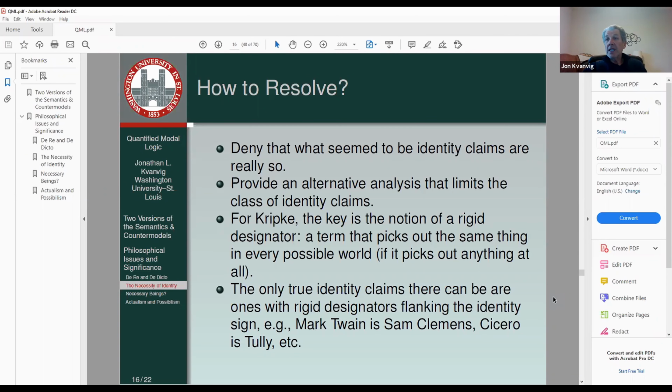So Mark Twain is Sam Clemens. That's a true identity claim. Cicero is Tully. That's another true identity claim. What's interesting is Phosphorus and Hesperus seem to be names. And so Hesperus is Phosphorus seems to be a true identity claim, whereas the morning star and the evening star both seem to be descriptive claims of a certain sort that wouldn't count as rigid designators. And so that won't be an identity claim, even though Hesperus is the morning star and Phosphorus is the evening star.